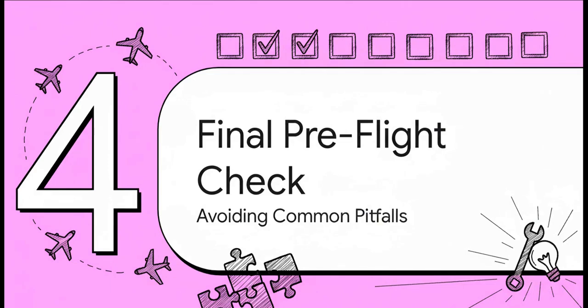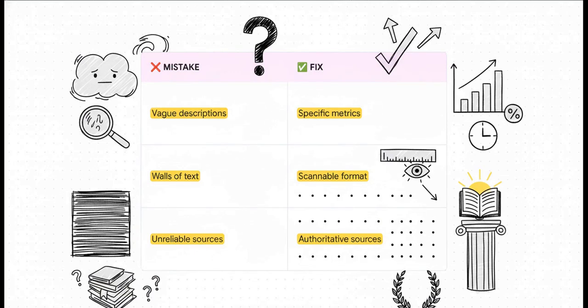Okay, we're on the home stretch. Let's move into our final section, the pre-flight check. This is where we put it all together and make sure we avoid those common mistakes. This little table here really simplifies things. Catching yourself being vague, saying something is growing fast? No, change that to 15% year-over-year growth. See a giant wall of text? Chop it up into bullets and tables. Are you relying on some random blog you found? Ditch it and find an actual authoritative report. See, the fixes are super simple and really direct.